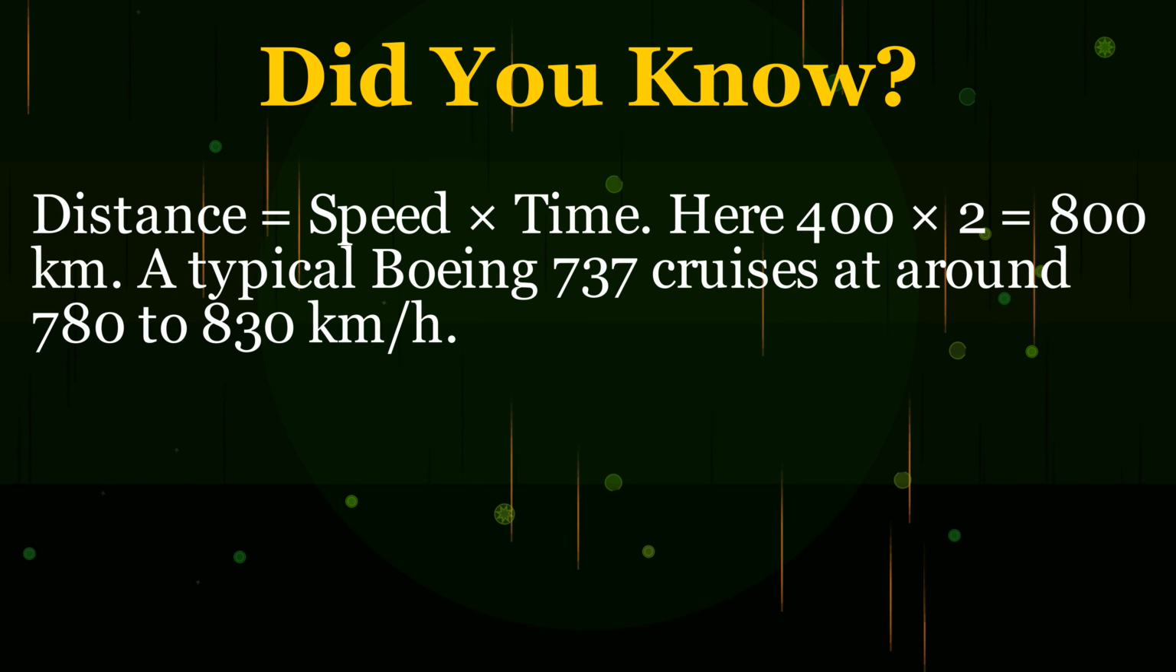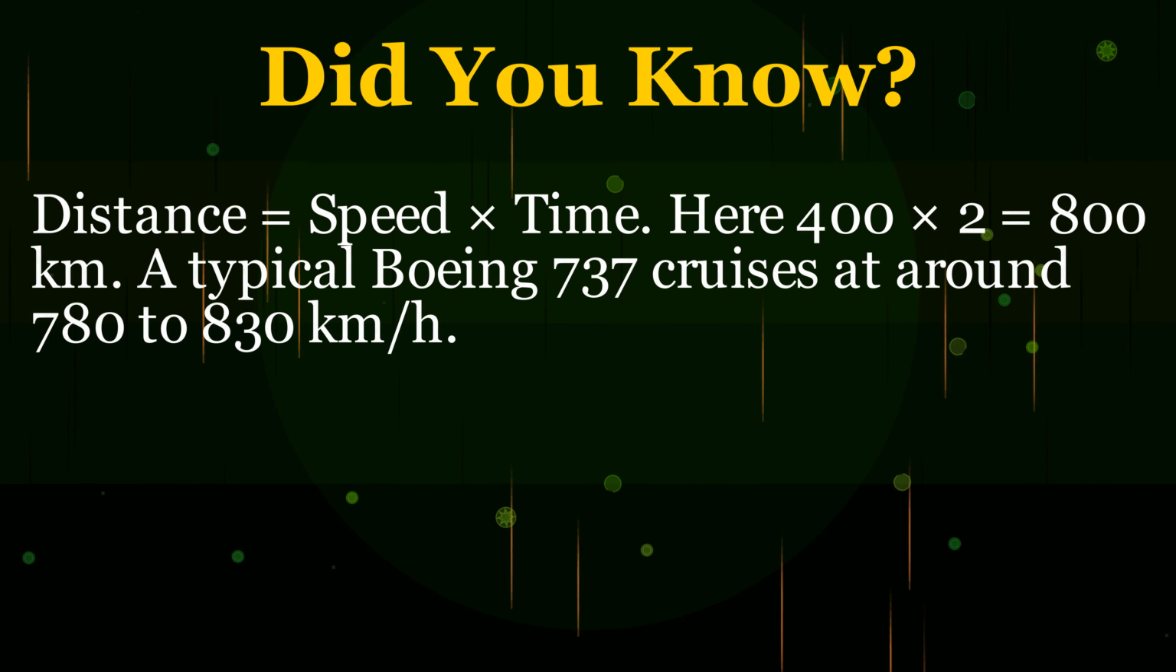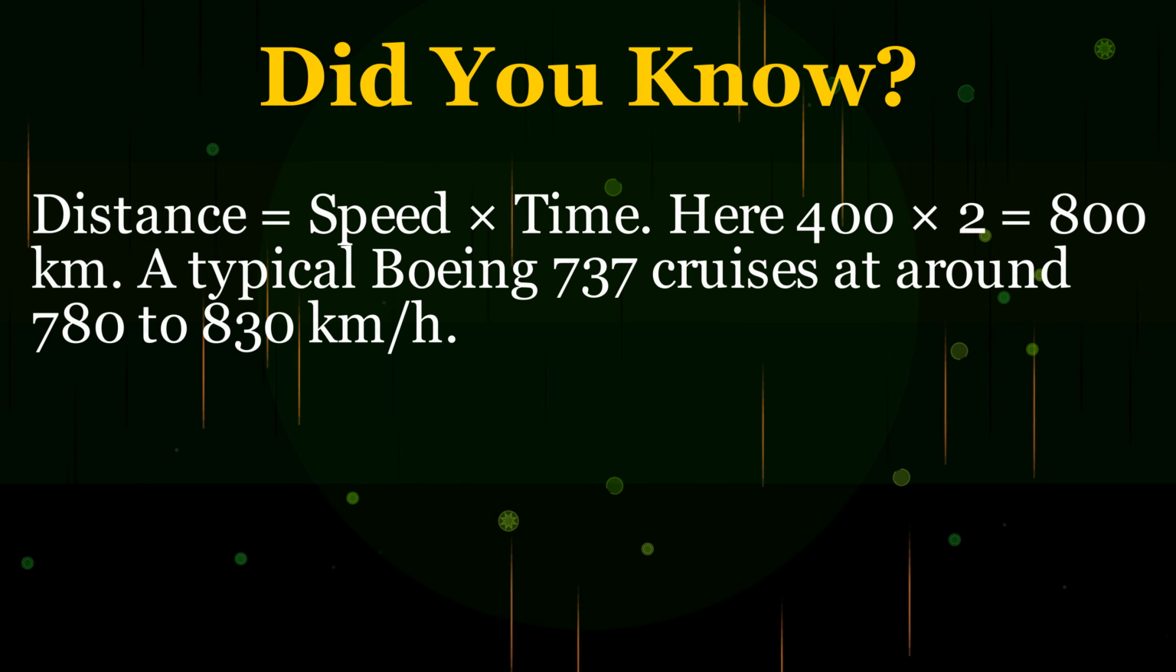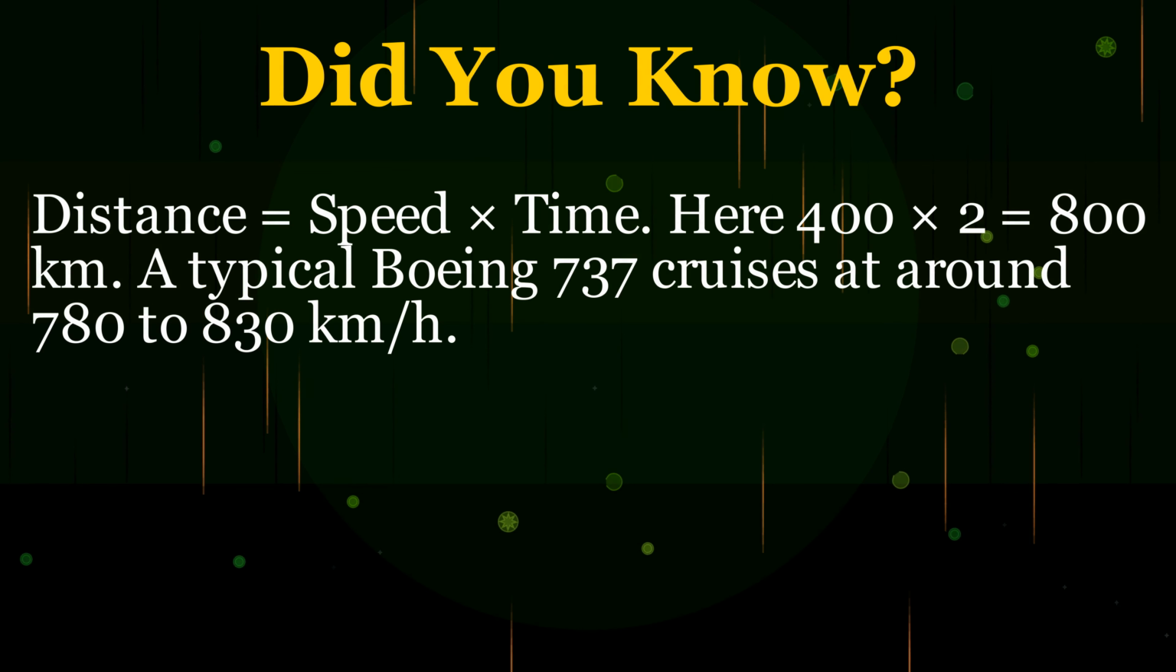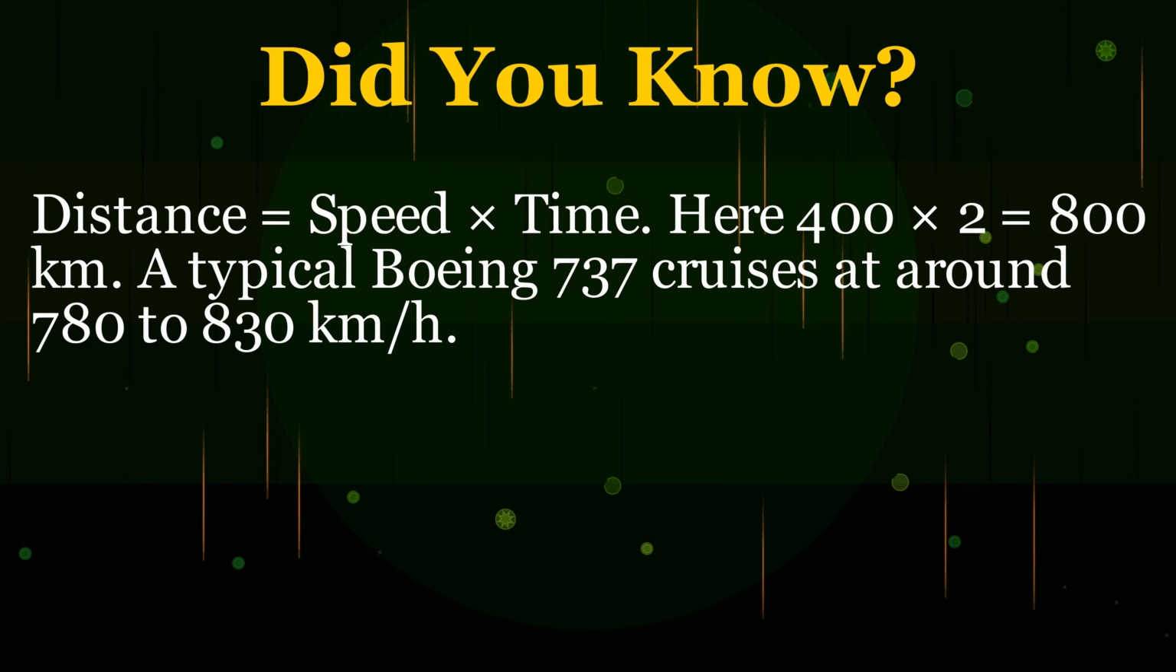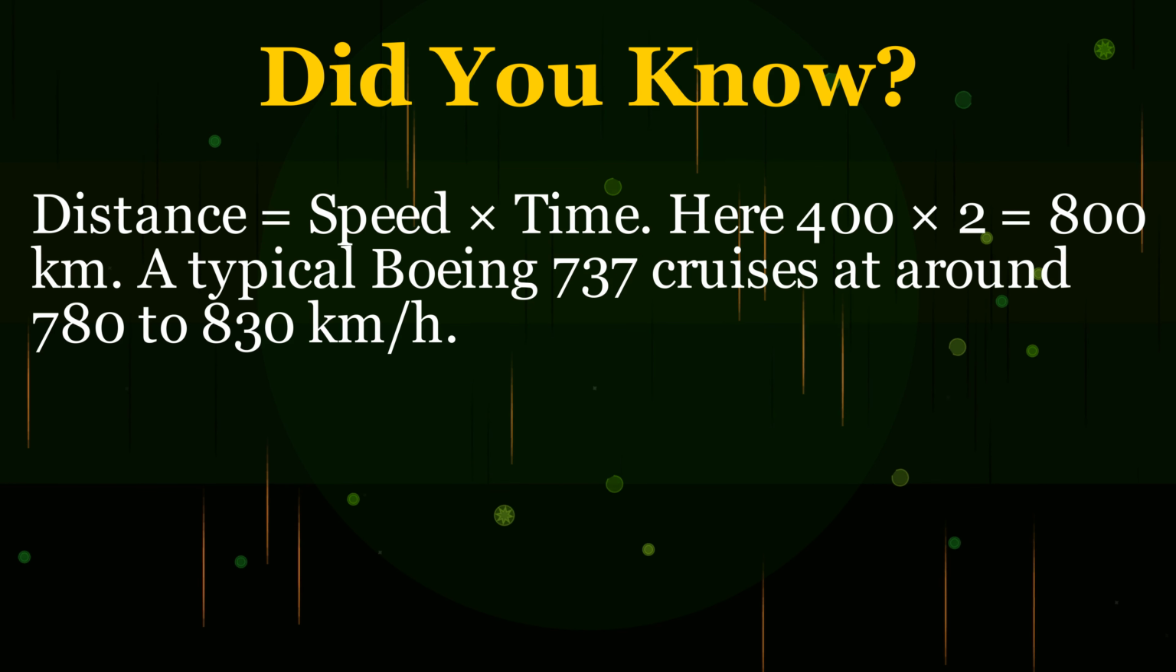Fun fact, distance equals speed times time. Here 400 times 2 equals 800 kilometers. A typical Boeing 737 cruises at around 780 to 830 kilometers per hour.